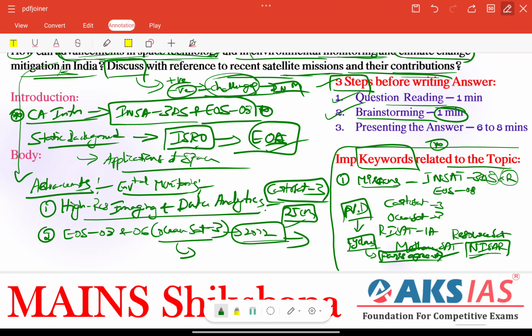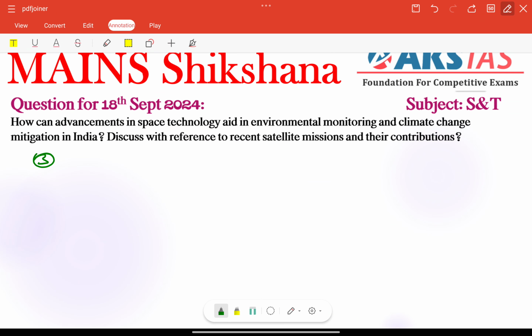It has been instrumental in monitoring the health of coral reefs and detecting marine pollution caused by oil spills or plastics, etc. That is a very important thing. Already we have covered Cartosat 3 and OceanSat 3. The third example related to our environmental concern: next, we have to include climate change mitigation in India. The contribution of satellites in mitigation, right?